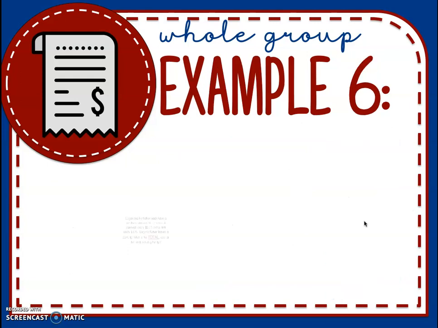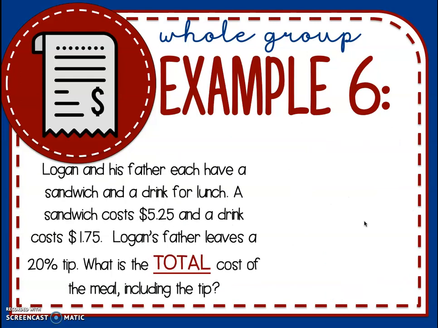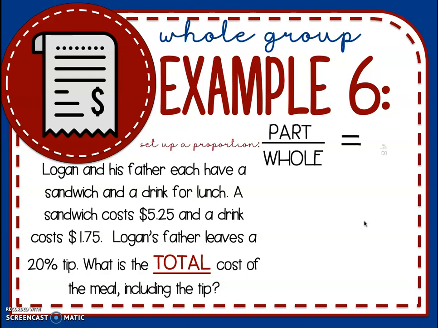Okay. All right, so this one's going to look a little bit different. It says, Logan and his father each have a sandwich and a drink for lunch. A sandwich costs $5.25 and a drink costs $1.75. So Logan's father wants to leave a 20% tip. So it says, what is the total cost of the meal, including the tip? So we're going to set up our proportion because we have to figure out what he's going to leave for his 20% tip. But before we can put our whole in, we have to add this up.